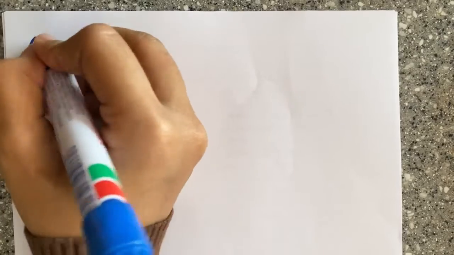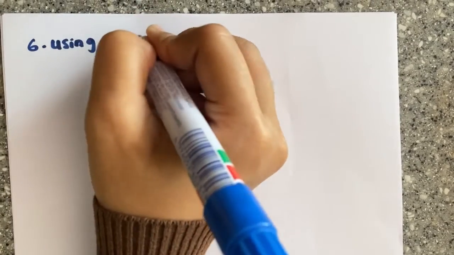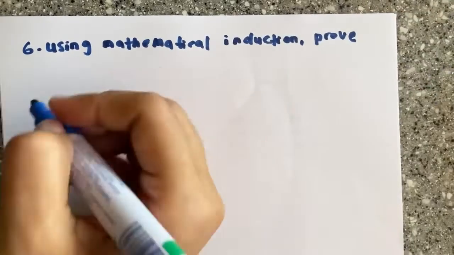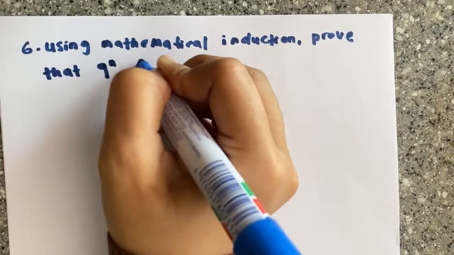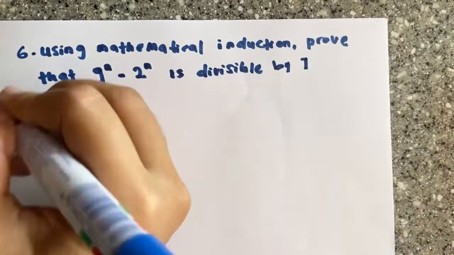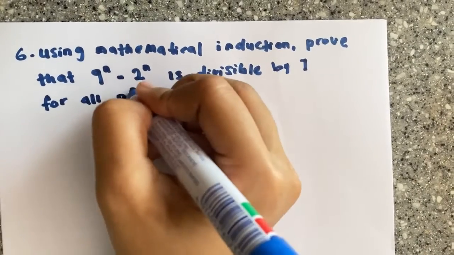Next, we continue with number 6. By using mathematical induction, prove that 9 to the power of n minus 2 to the power of n is divisible by 7 for all positive integer n.